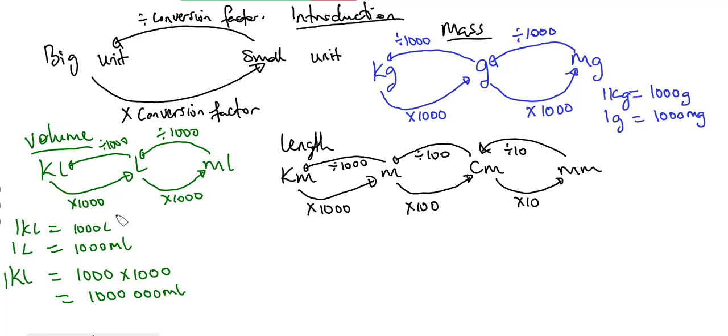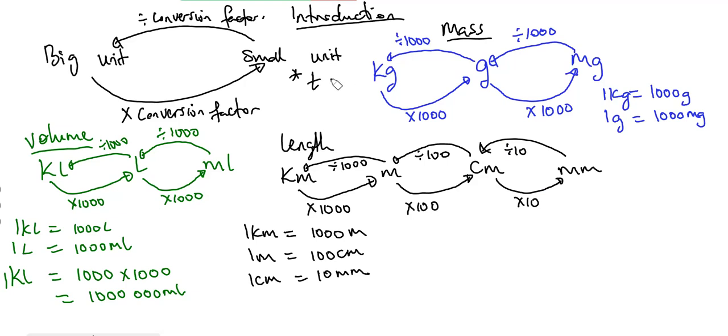So what we need to know is that 1 kilometer is equal to 1,000 meters, 1 meter is equal to 100 centimeters, and 1 centimeter is equal to 10 millimeters. These measurements you are not given, so you must know how to convert. There are certain things that you are given, and I will show you what you will be given, but this you need to understand.